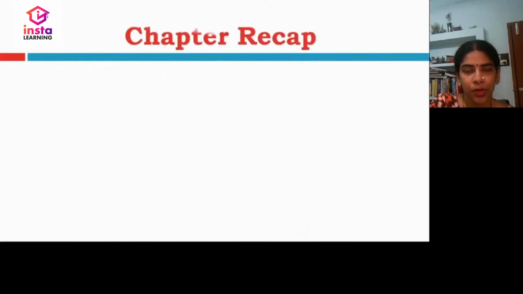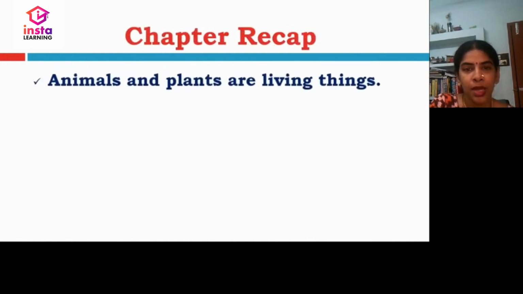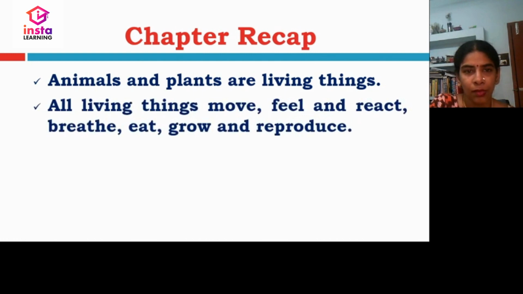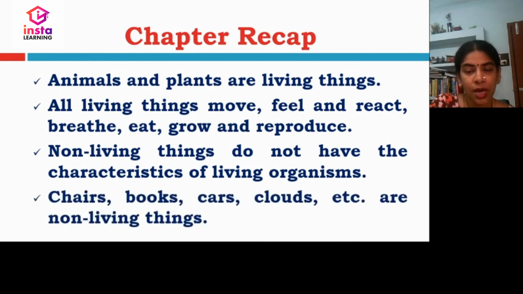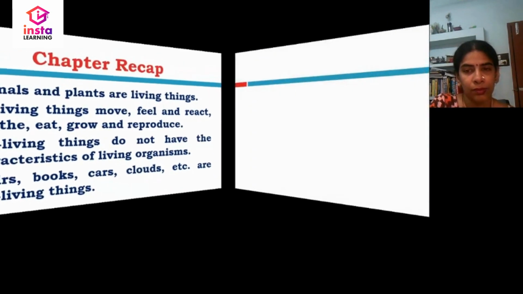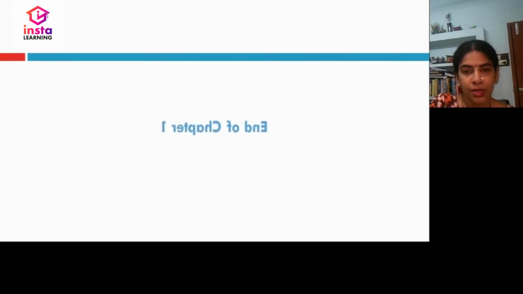Let us have a chapter recap. Animals and plants are living things. All living things move, feel and react, breathe, eat, grow and reproduce. Non-living things do not have the characteristics of any of the living organisms. Chairs, books, cars, clouds, etc. are non-living things. This ends the chapter.